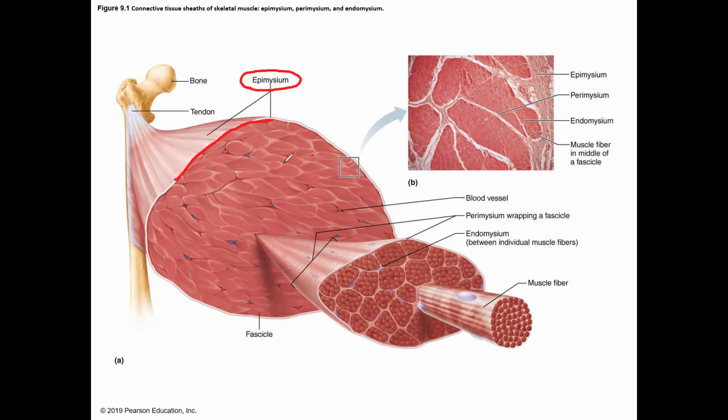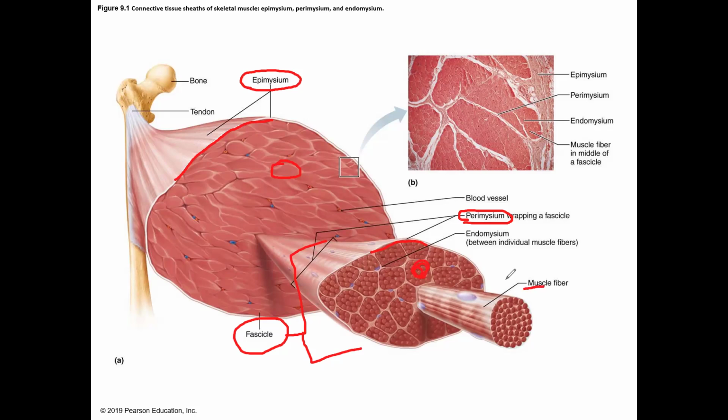Now, if you were to pull out one of these units out of the whole muscle, and you can see it in this picture down here, it's referred to as a fascicle. So it's all this structure right here. And the connective tissue surrounding the fascicle is referred to as the perimysium. There it is.